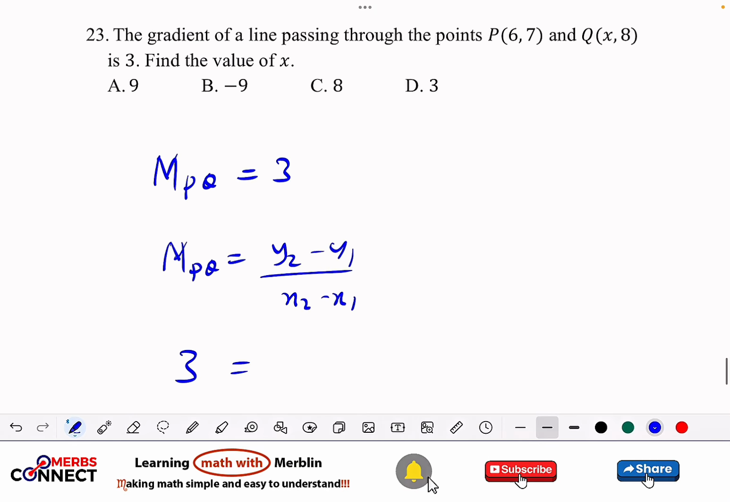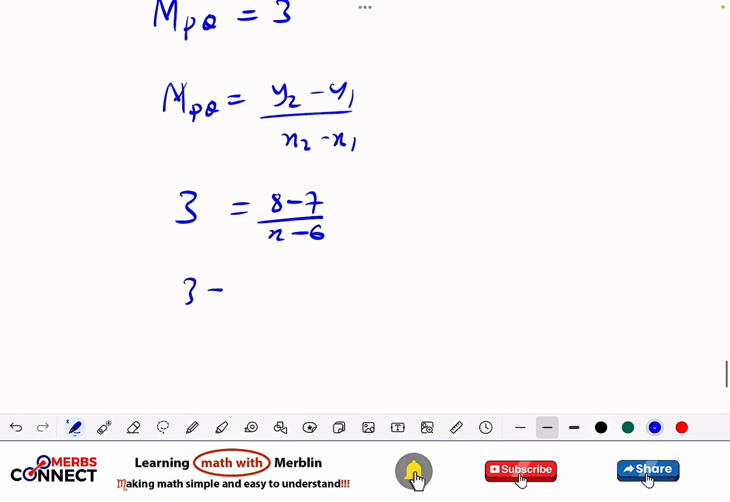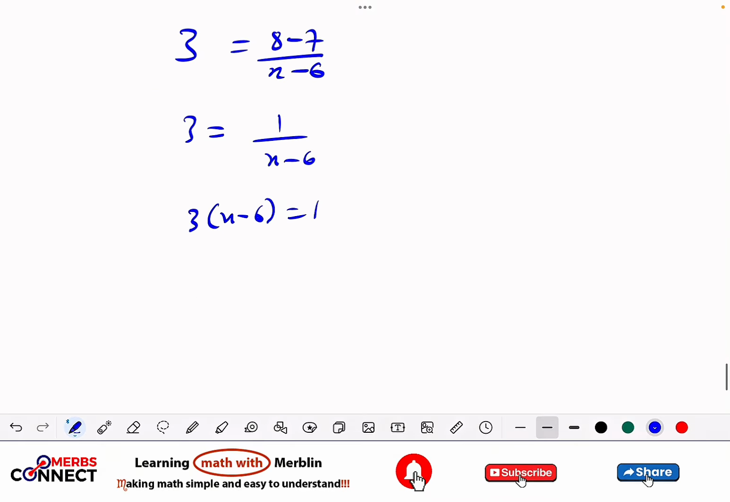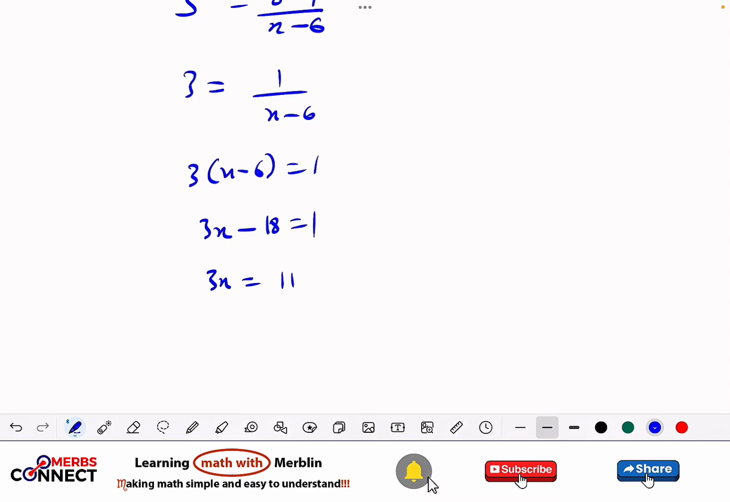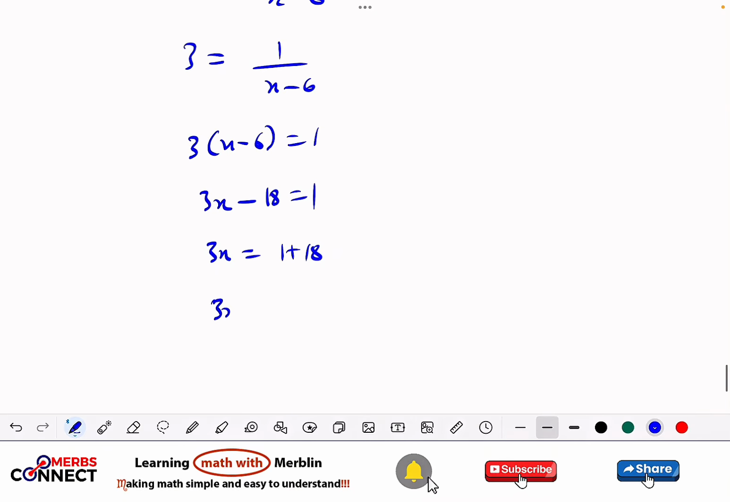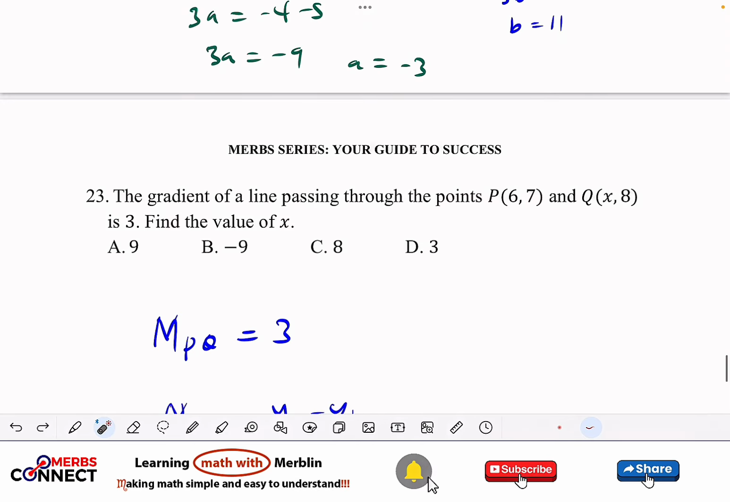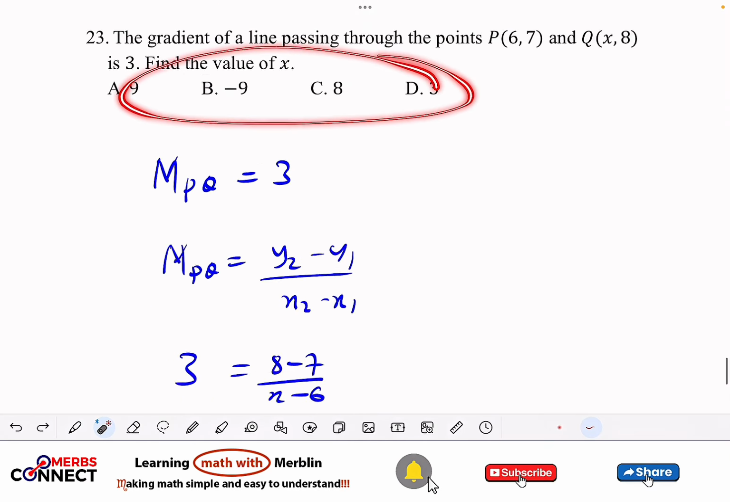So we are going to now have change in y. So it's going to be 8 minus 7 divided by x minus 6. Good. So 3 is equal to 1 divided by x minus 6. Then this will be 3x minus 18 is equal to 1. 3x is equal to 1 plus 18. 3x is equal to 19, and x should be 19 divided by 3. So x is equal to 19 over 3. Okay, so no option. We don't have an option here.